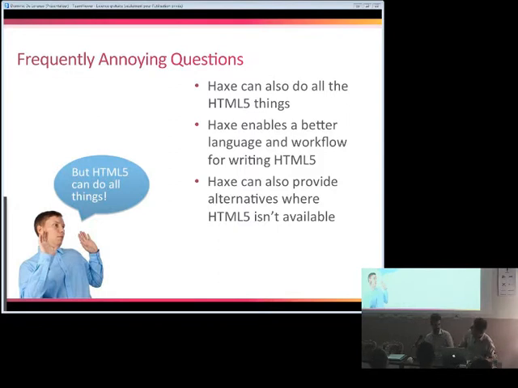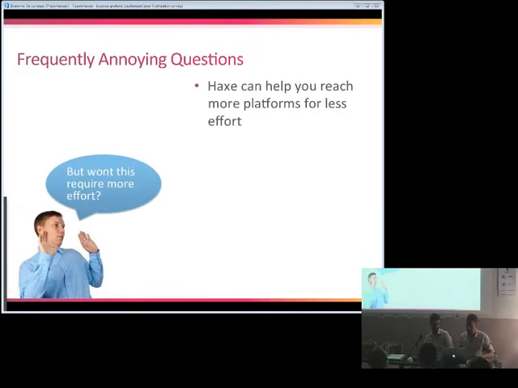But we won't. This requires more effort. So Haxe can help you reach more platforms for less development effort. It can save you money by implementing those features and enhancements once. And on the workflow, because of things like Nico and macros and the control developers can have, you can really customize and streamline your developer workflow as well.